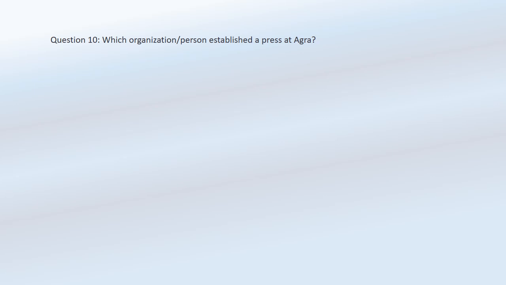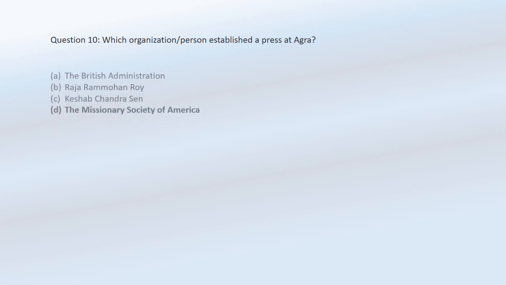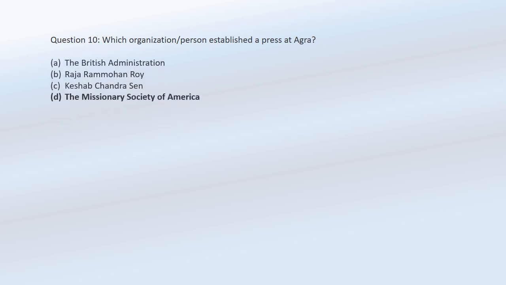Question 10. Which organization or person established a press at Agra? A. The British administration. B. Raja Ram Mohan Roy. C. Keshav Chandra Sen. D. The Missionary Society of America. Option D is the right answer. The Missionary Society of America established a press at Agra.